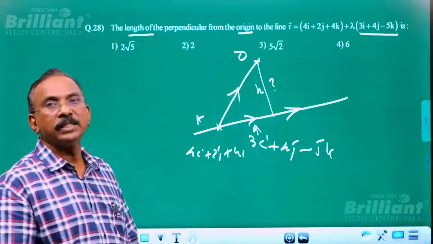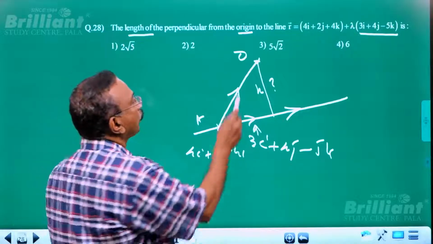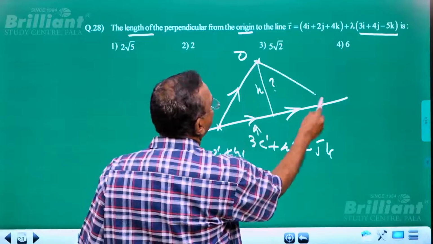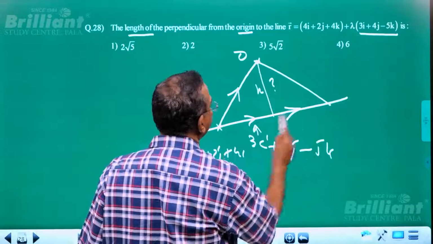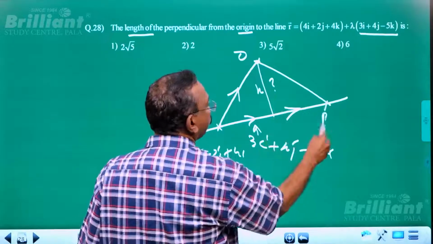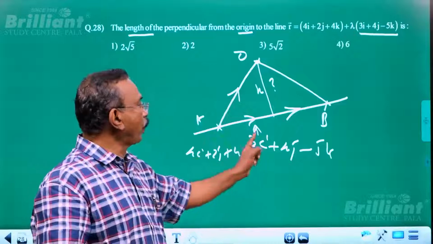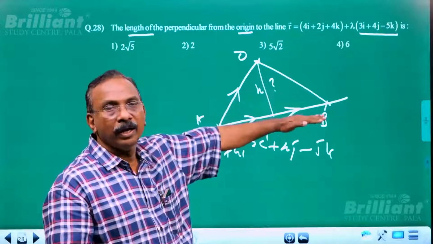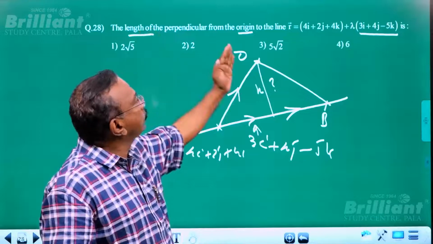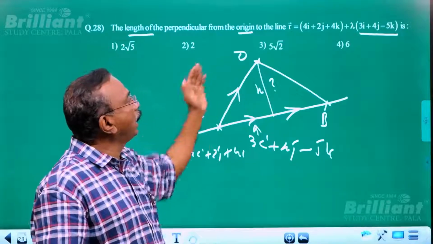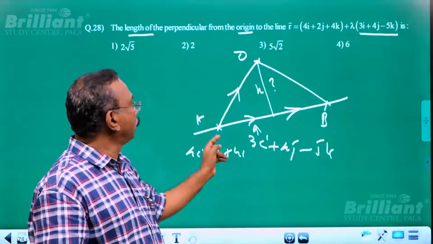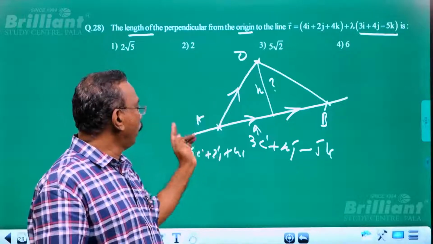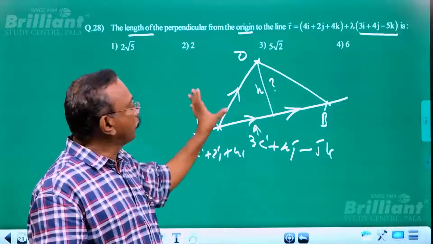So how to find this? It's a very simple thing. When you complete a triangle, suppose AB is this 3i plus 4j minus 5k. AB is here. And A is this vector from O. We can identify the vector by choosing this one from O. This will be 4i plus 2j plus 4k. So these are two vectors.